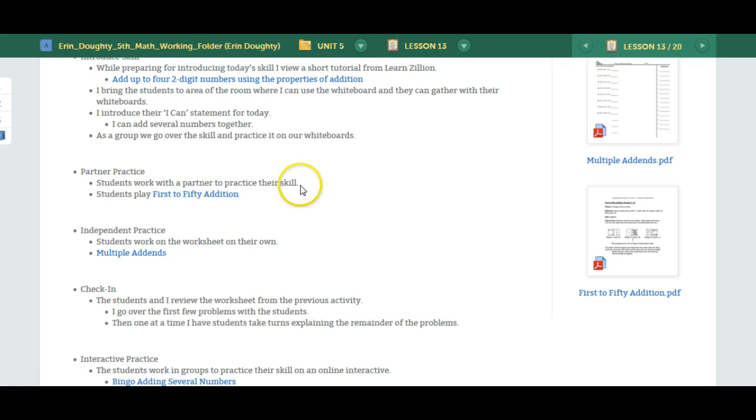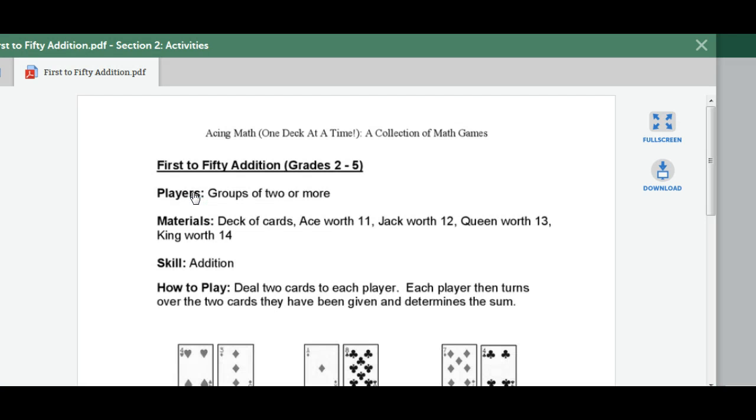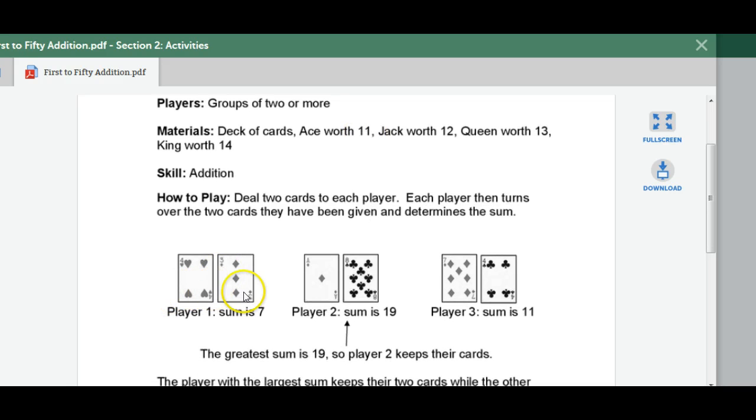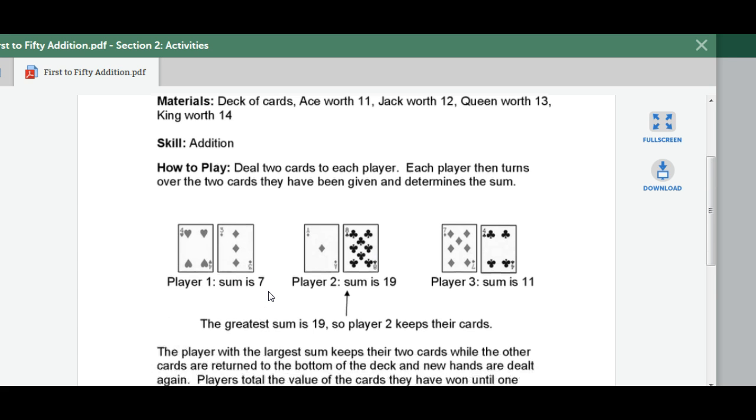The second day, the students are practicing with a partner and they're playing a card game called First to 50. The students have to flip two numbers, take the sum, and then, playing in a group, the person with the highest sum gets to keep their two cards. The remainder of the cards all go back into the deck. And the students then do the same thing, flip again.